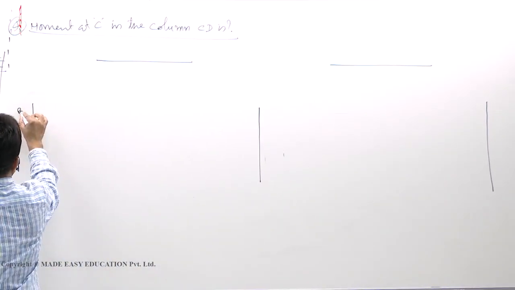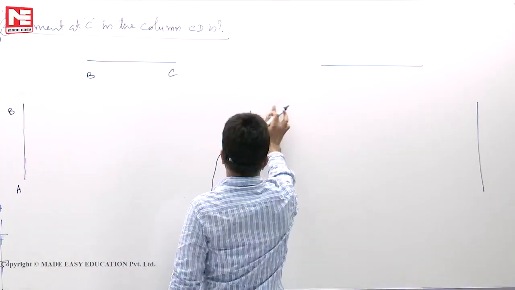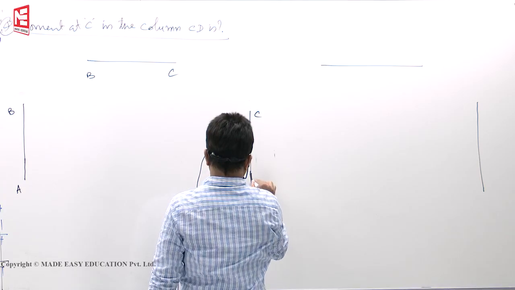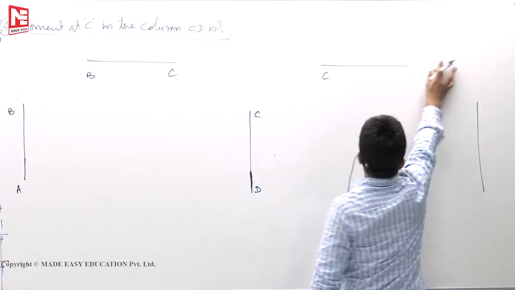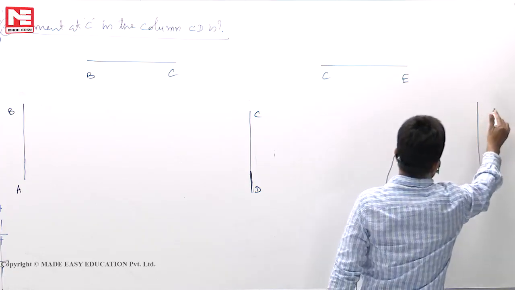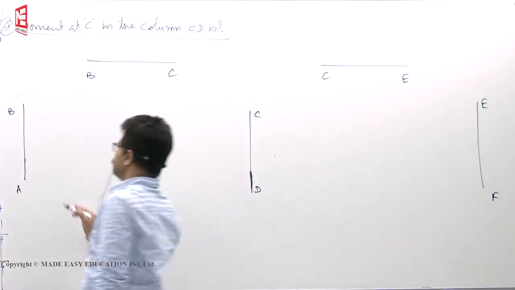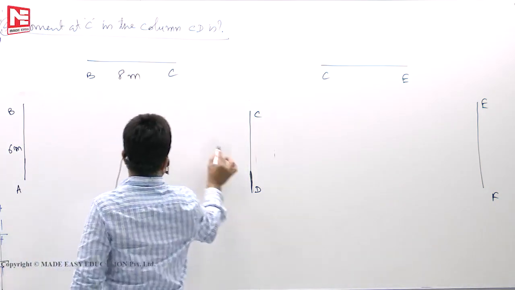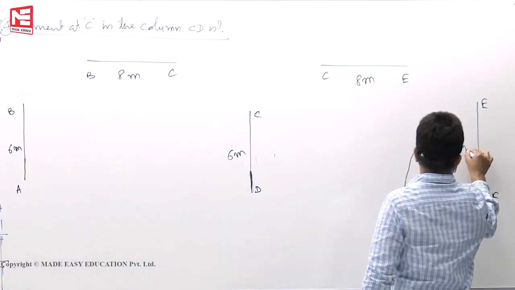A, B, B, C, C, D, C, E, E and F. So this length is 6 meters. This length is 8 meters. 6 meters, 8 meters, 6 meters.